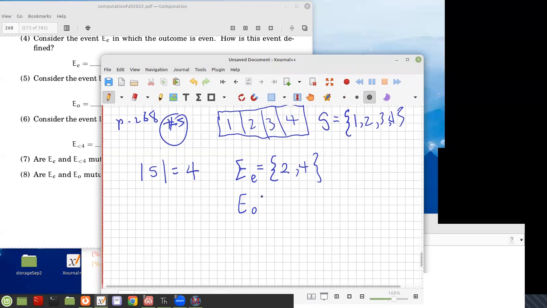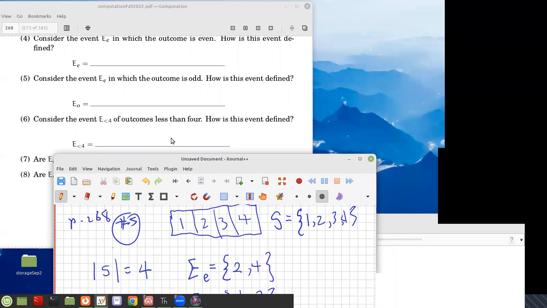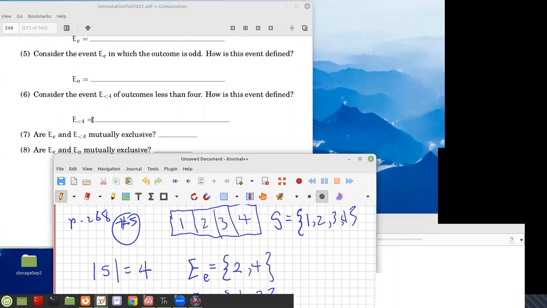that the odd event is going to be defined as this. And there's the event here of E less than 4. Now, here's a question for you. If you want to write this down, that the outcome is less than 4, you could write that down.